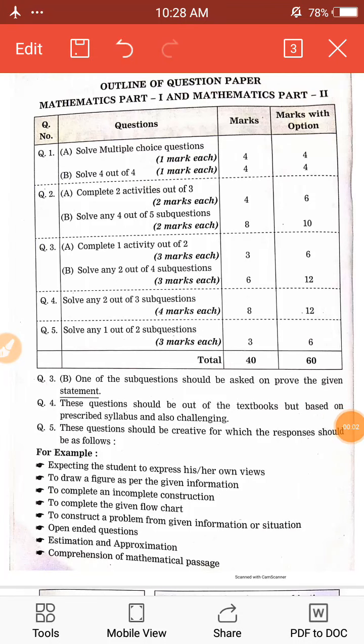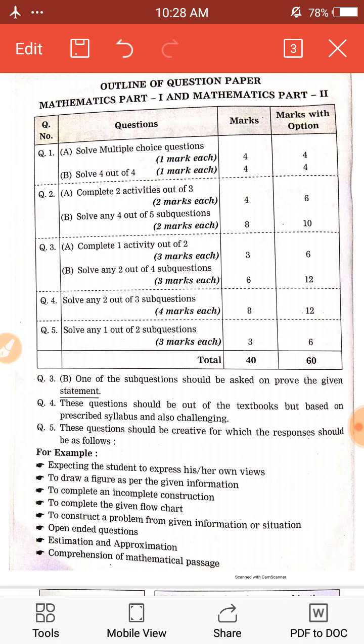Alright students, in the previous video we discussed the textbook. Now coming to the next very important point, that is the outline of the question paper, or in simple language, the question paper pattern. Mathematics Part 1 and Part 2, both the paper patterns are the same.